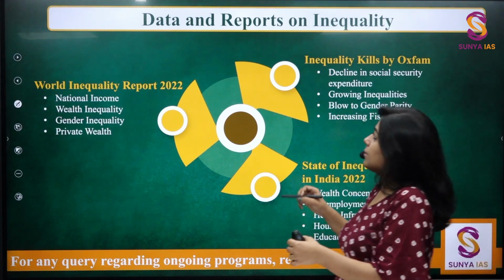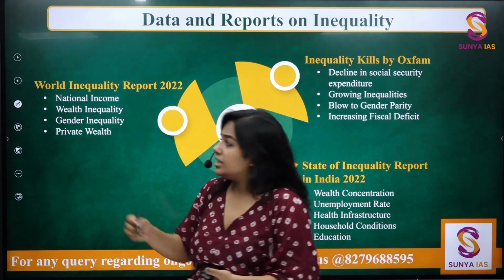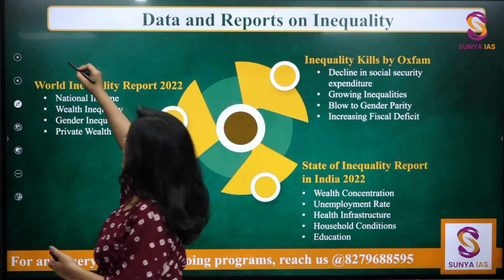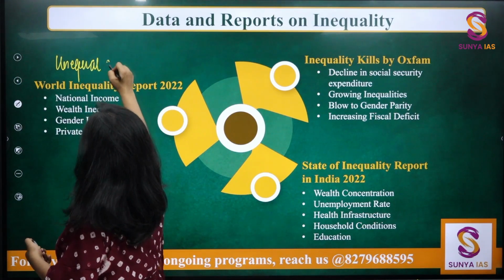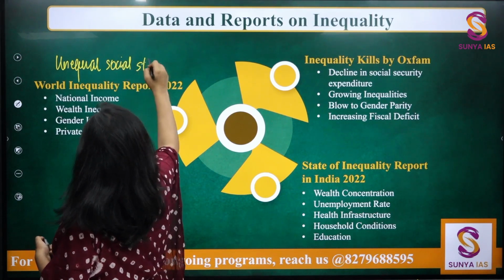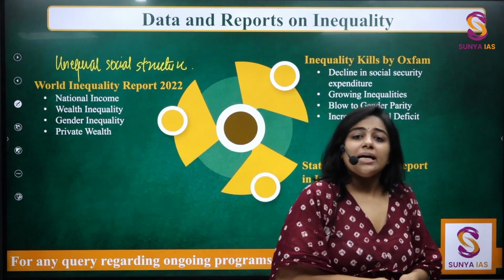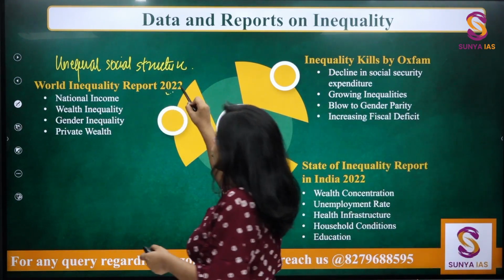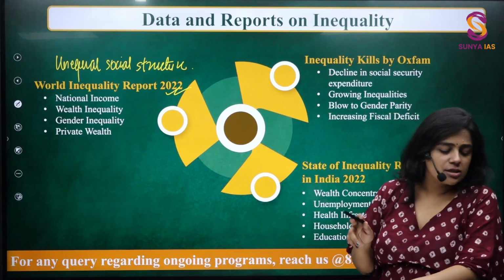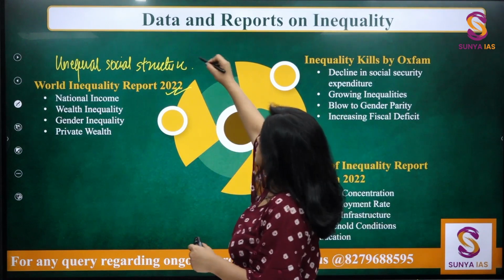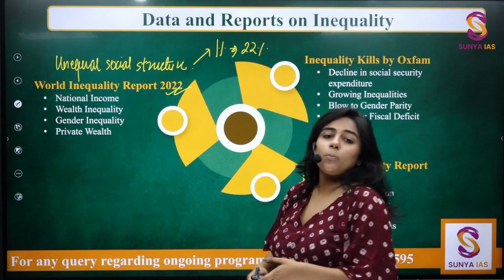So, for example, if a question has come on income inequality, then one of your impacts would be that it creates an unequal social structure. It creates an unequal social structure, right? Then you will cite that according to the World Inequality Report, the top 1% of the Indian population hold 22% of Indian wealth.